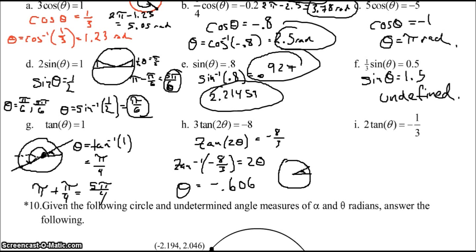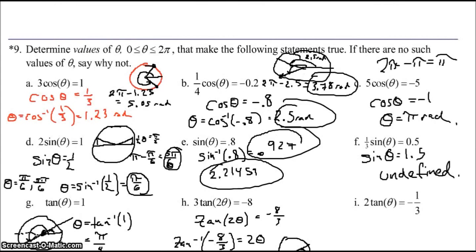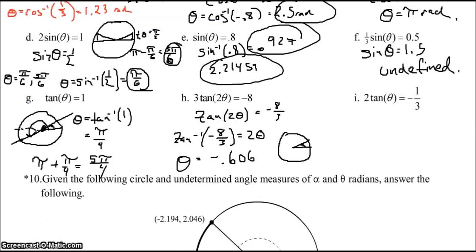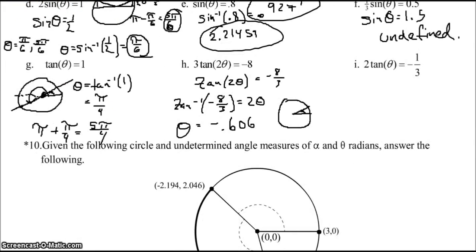Well, this is a problem. This answer isn't part of our solution interval. We just wanted answers that were in the interval from 0 to 2 pi. So what did it give us? It gave us the answer of -0.06, meaning if we go 0.06 this way, then we have this line with a slope of where 3 tangent 2 theta is -8.